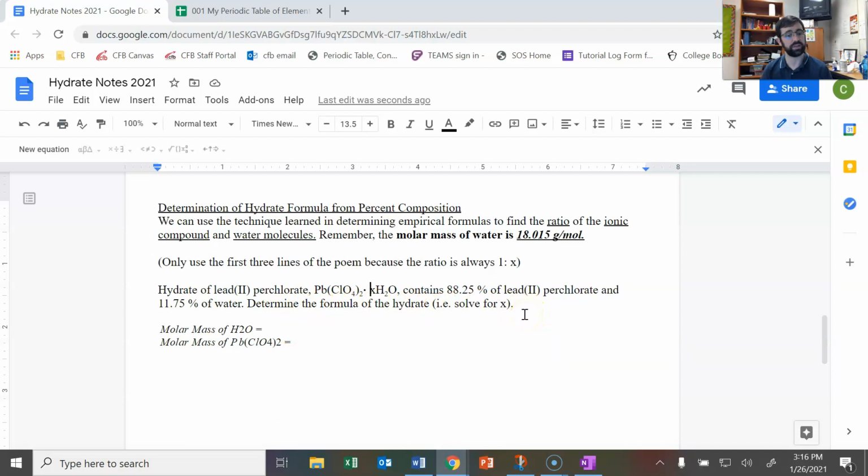There's a couple things that we're going to need. I'm going to be using these percents, so I'm turning percent to mass. I've got percent of lead 2 perchlorate and percent of water, and I want to know the ratio between these two. So I need to be able to go from percent to mass and then from mass to mole. For both of them, I need the molar masses. Molar mass of water, you may have it memorized. If not, you could calculate it pretty quickly. It's 18.015 grams per mole. We want to have our molar masses ready to go before we get started. The molar mass of PbClO4, that one we're going to have to look up.